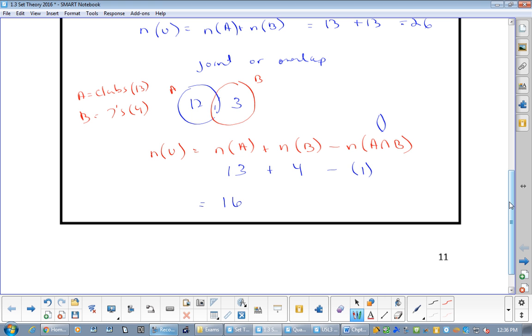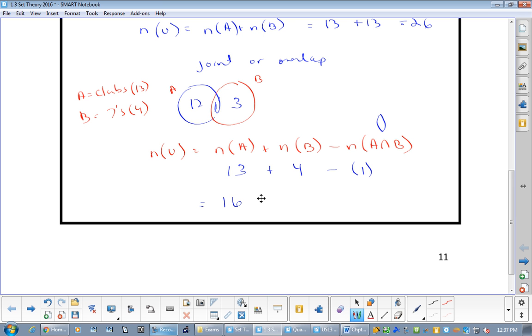Now, most people just look at their Venn diagram and they're like, 12 plus 1 is 13 plus 3 is 16. Why aren't you just doing it that way? Well, this is the way I want you to see. This formula is on your formula sheet. I want you to understand this formula, that when you take the N of A, the N of B, and minus the overlap, you will get the answer as well.